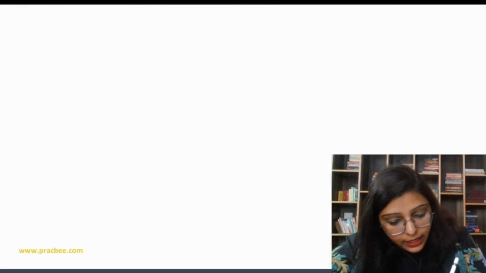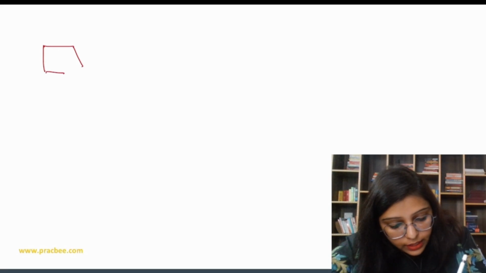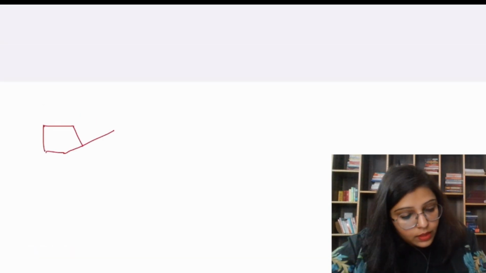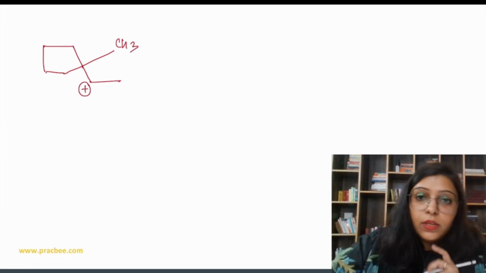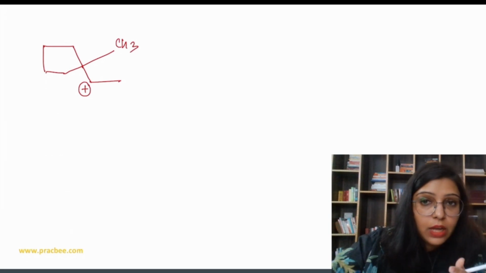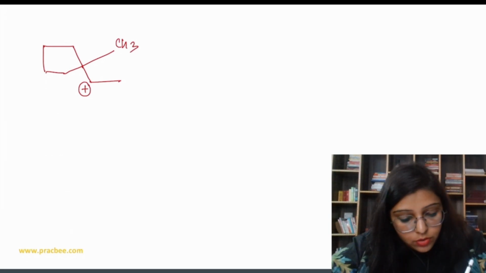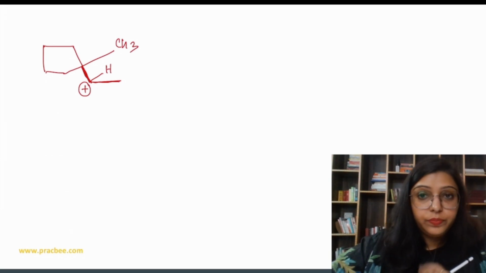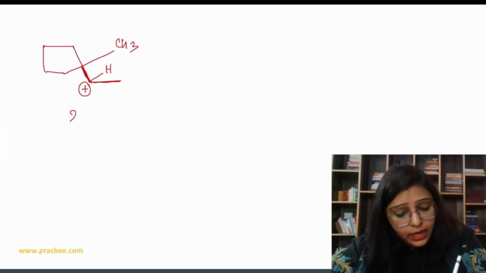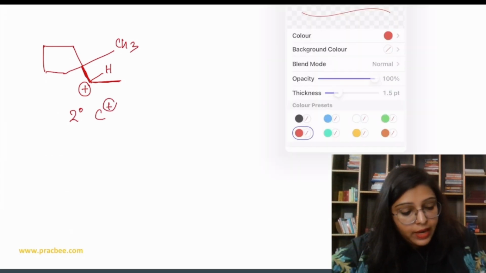So what do we write next? We are going to write like this. Here we write CH3 and here we write positive. Why positive? Because now here carbon forms only 3 bonds: one bond with this carbon, another bond with this carbon, and one bond with the hydrogen. Now what happens? This is a 2-degree carbocation. We have the 5-membered ring.